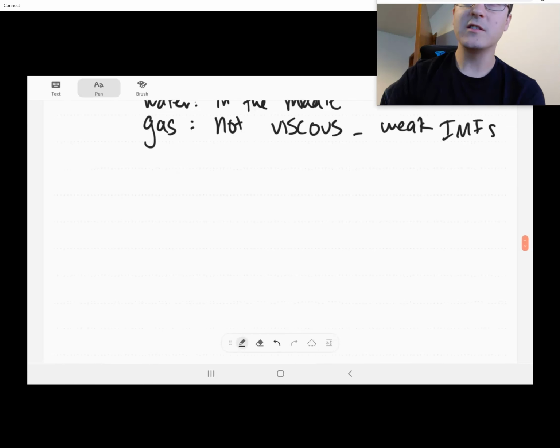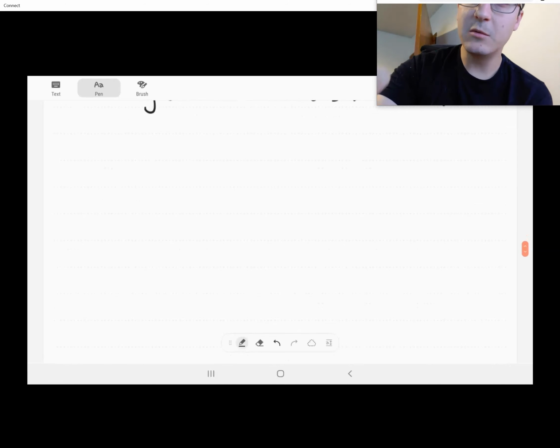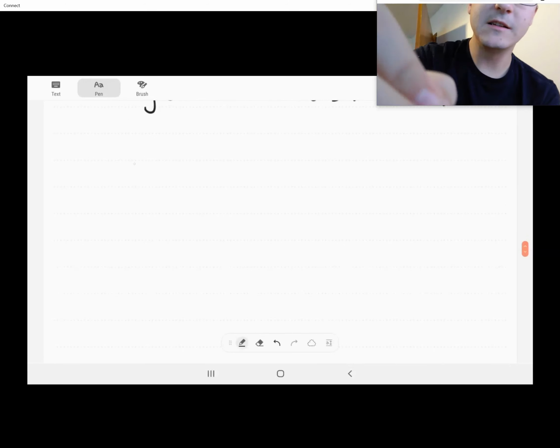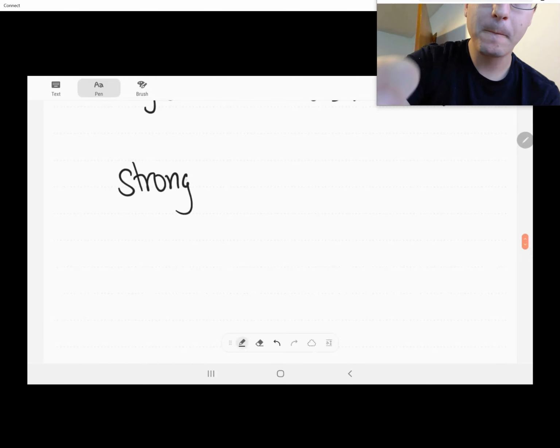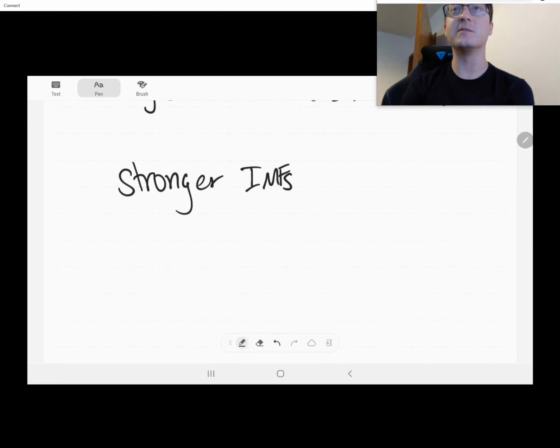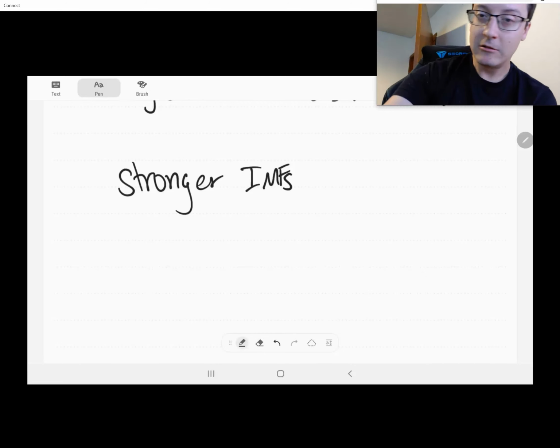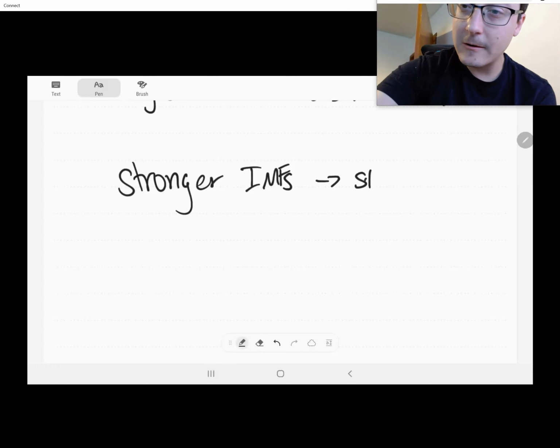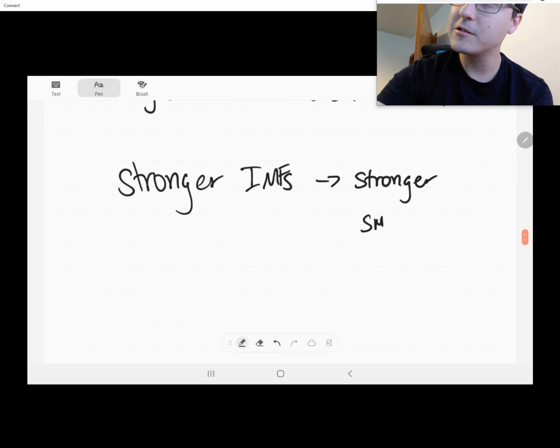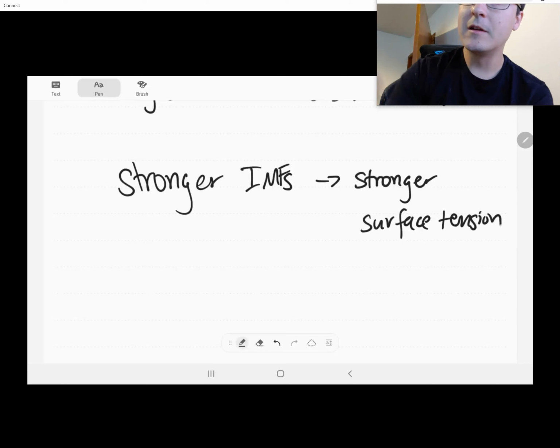Okay, just some implications. So, really what we've got to summarize here is the stronger your IMFs, the stronger your surface tension will be. Stronger surface tension. Stronger viscosity.